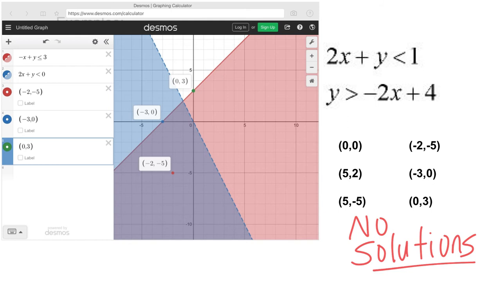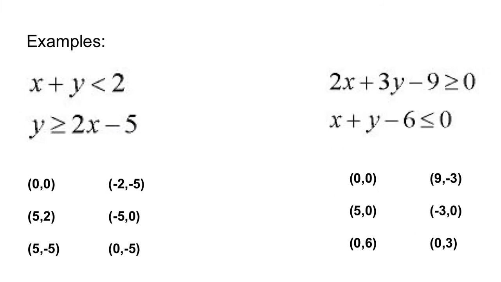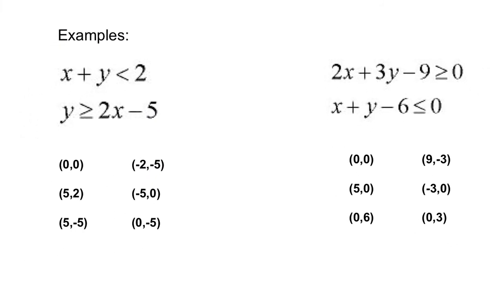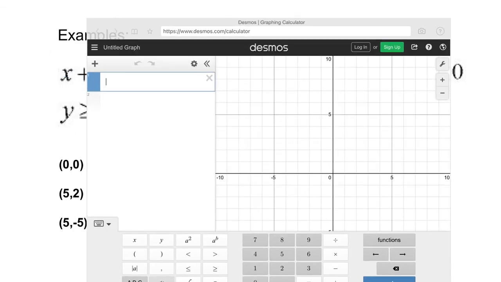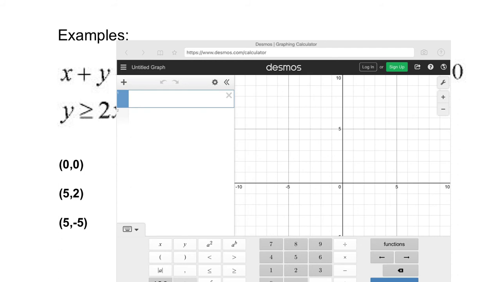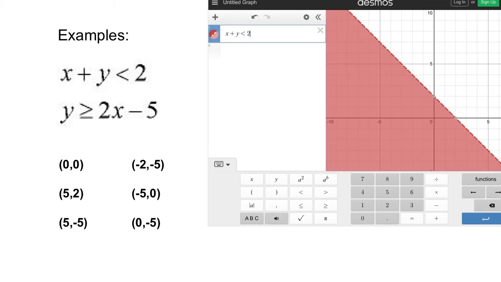All right, let's do a couple more and then I'm going to let y'all try a couple. Same deal. Get Desmos. x + y < 2, and y ≥ 2x − 5.